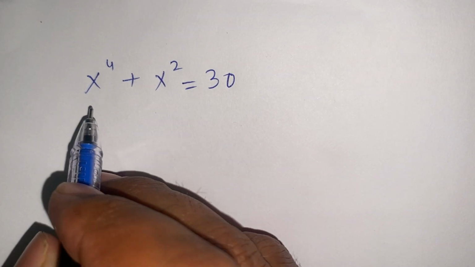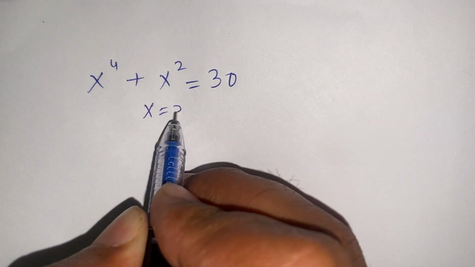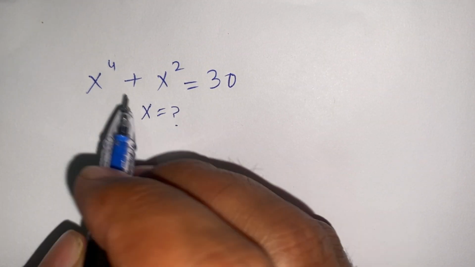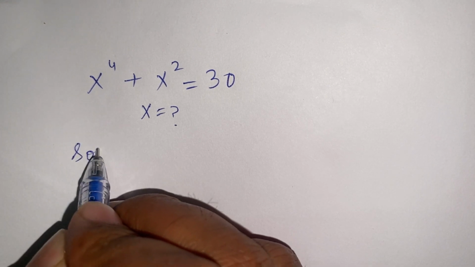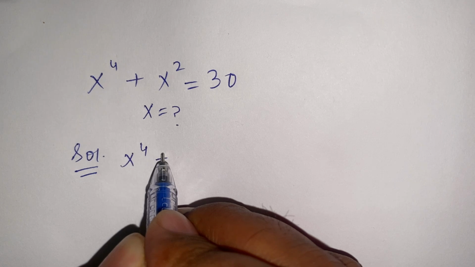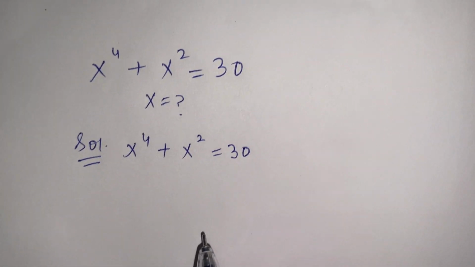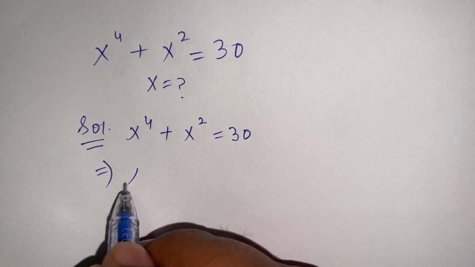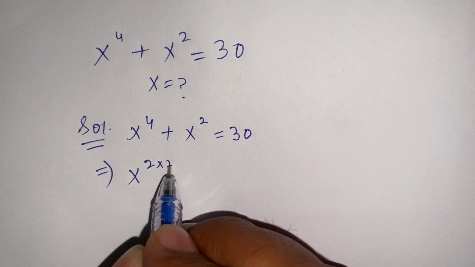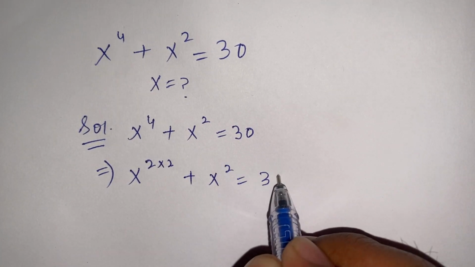Hello everyone, how to solve this equation in order to find the value of x. Here is x power 4 plus x square, it is equal to 30. We write its solution. We have x power 4 plus x power 2 equal to 30, which implies x power 4, and 4 can be written as 2 times 2, plus x power 2 equal to 30.